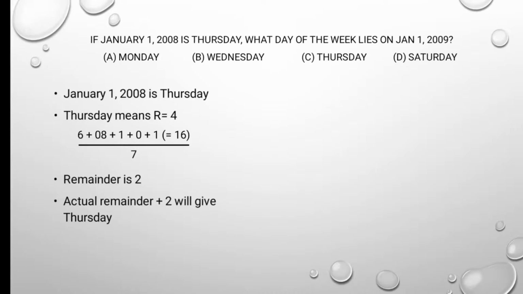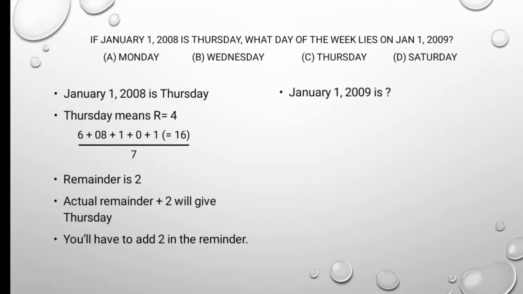Actually we want the remainder as 4 because the day is Thursday. So we are adding 2 to the actual remainder. Now let us go to the part 2 of this question. The part 2 is you have to calculate the remainder for January 1, 2009.